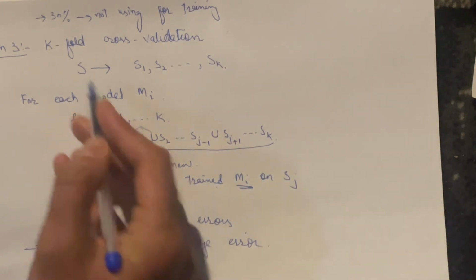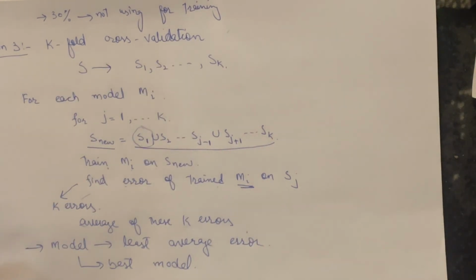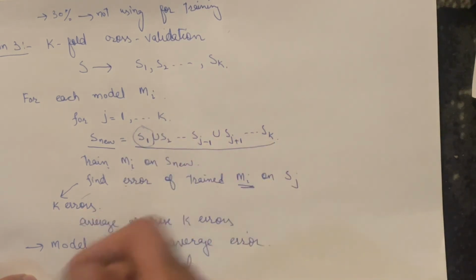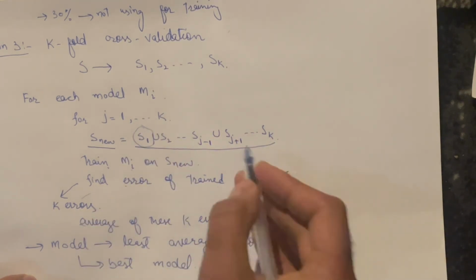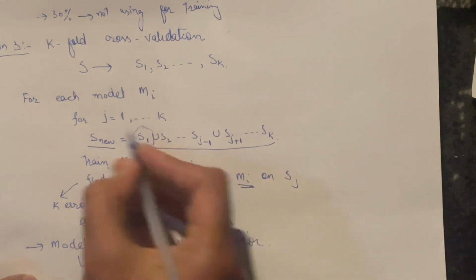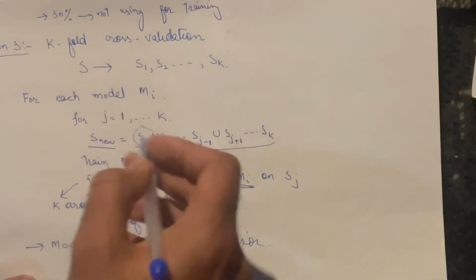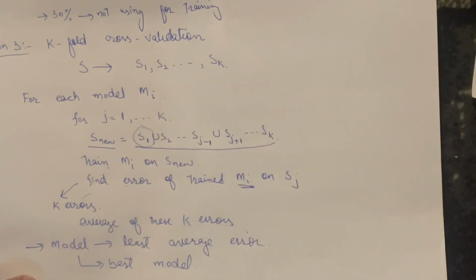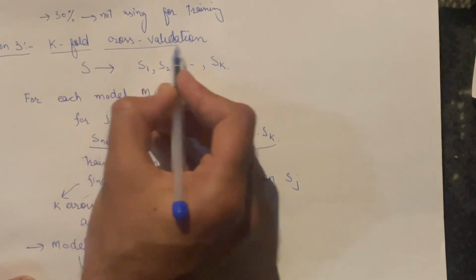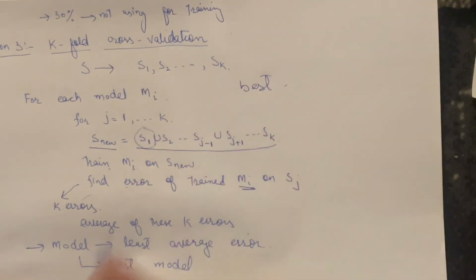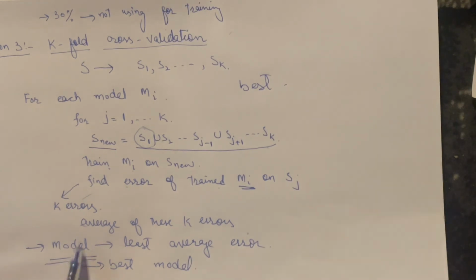So this is k-fold cross validation. So you can see that we are using the entire data set, we are not leaving anything. Yes, for every iteration we are leaving one part, but in the next iteration we are including that part and leaving another part. Okay, so this is called k-fold cross validation, and this is the best mechanism for choosing the best model, the model which gives us the least average error.